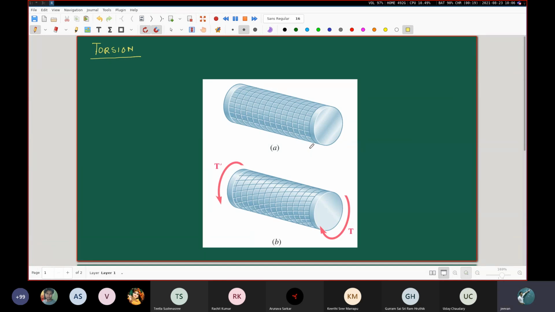Sir, tightening screws using a screwdriver. Right, tightening of screws with a screwdriver. So there is a twisting action involved there, but it is not just a case of pure torsion, because in addition to the twisting motion, you also simultaneously apply an axial force on the screw. So it is a torsion plus axial force there.